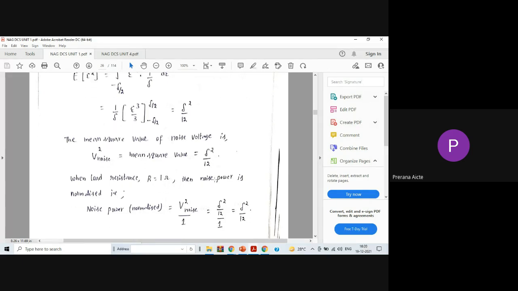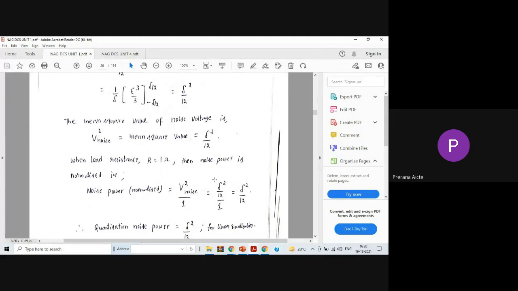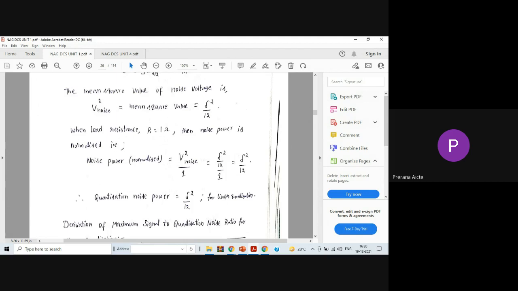Okay. And if you assume the load resistance value as R equal to 1 ohm, then the noise power is normalized. So what is the noise power formula? V square by R. What is the value of R? It should be 1, right? So the normalized power equals delta square by 12 by 1, which is the quantization noise power. Now you know the value of noise power.